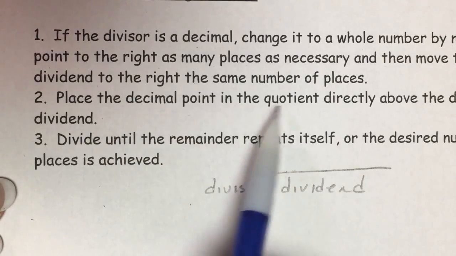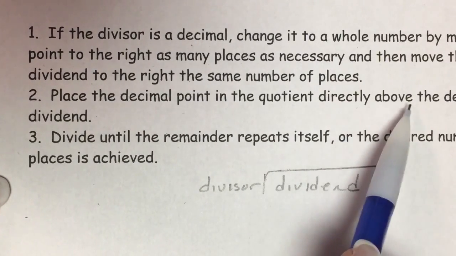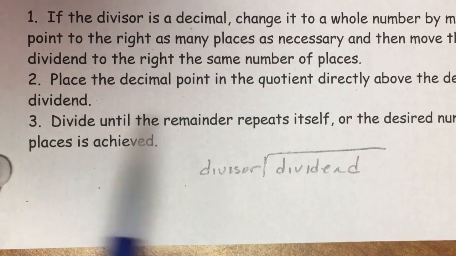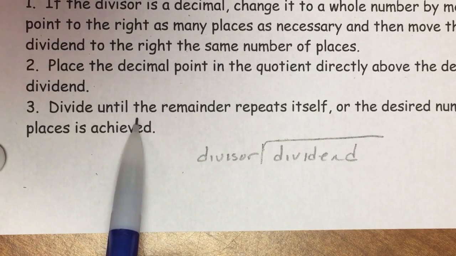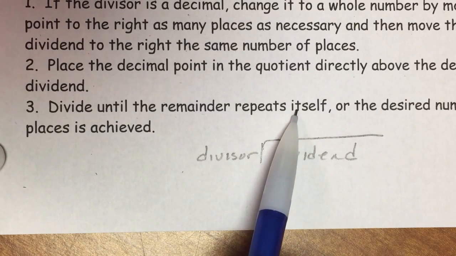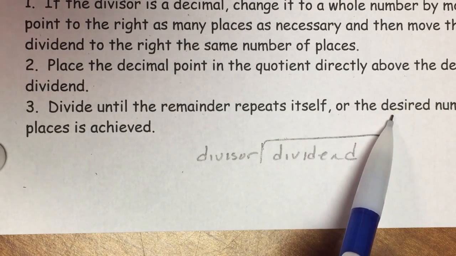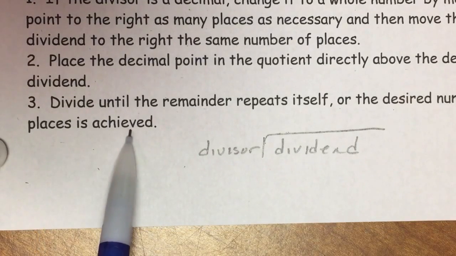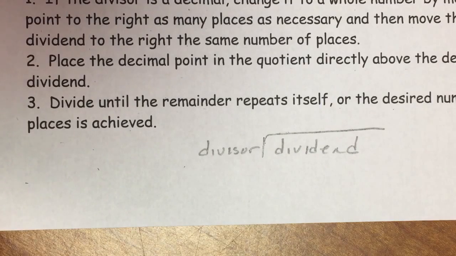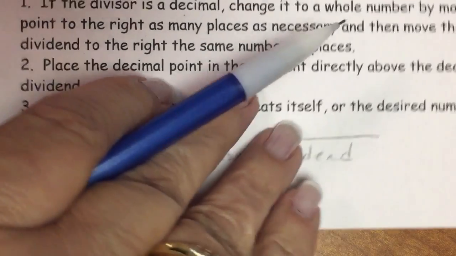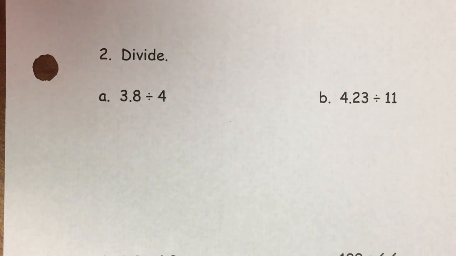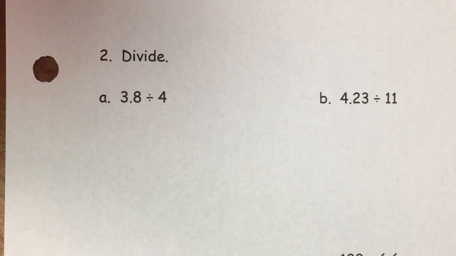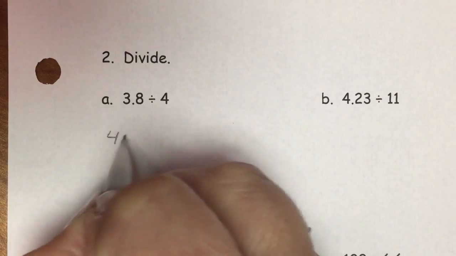Place the decimal point in the quotient, that's the answer, directly above the decimal point in the dividend, and then you divide, and you keep dividing until the remainder repeats itself or the desired number of decimal places is achieved. Okay, that's a lot of words. So let's look at the examples, and I'll explain what those words mean as we go ahead and do our examples. Okay, so let's set this up as a division problem.